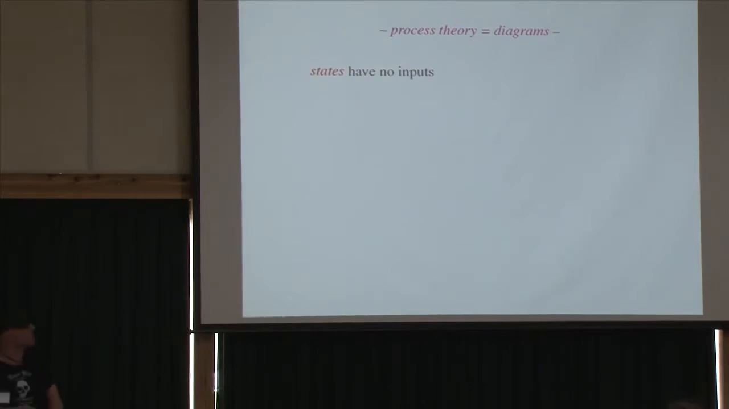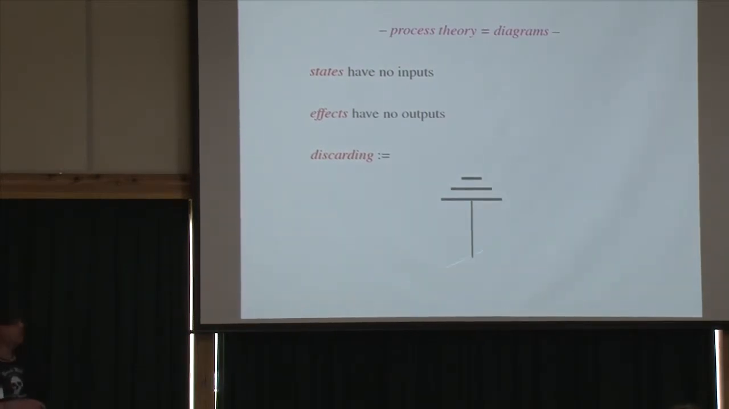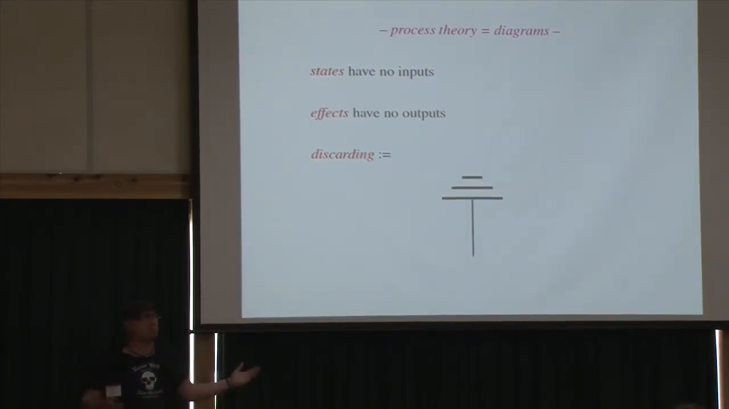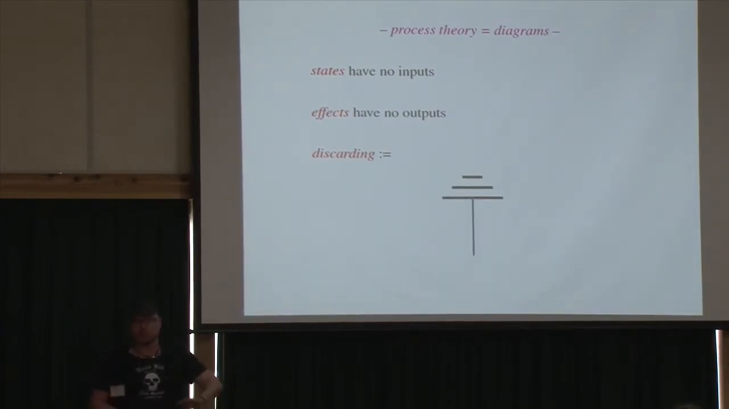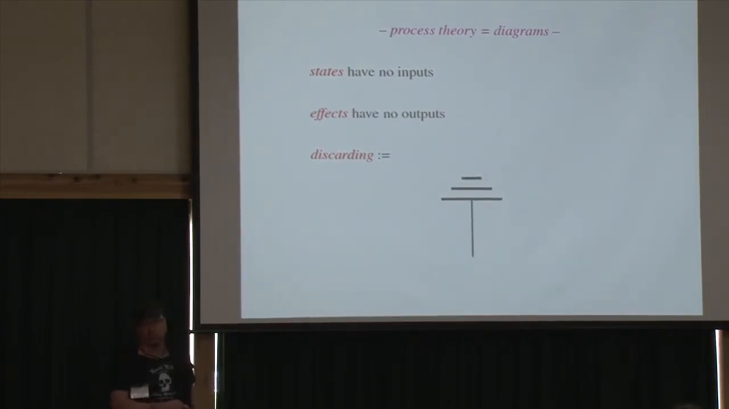So what we call a state is a process without an input. What we call an effect is a process without an output. And a special effect, and the only one we really assume, is called discarding. It means throwing stuff away. So you can have many other things in your theory, but that's the only one we will assume is always around. It's operationally justified. It's like not taking account of something, forgetting something, destroying something, all that stuff is simple.